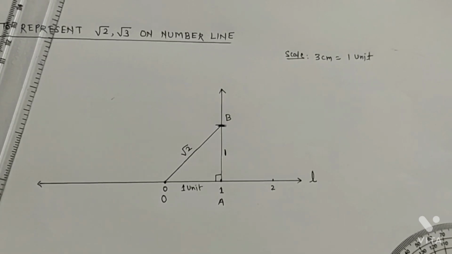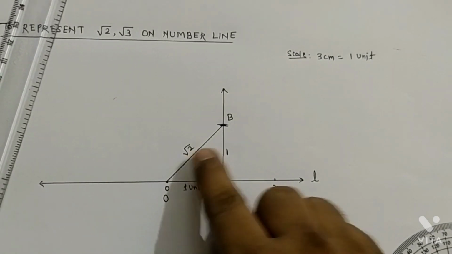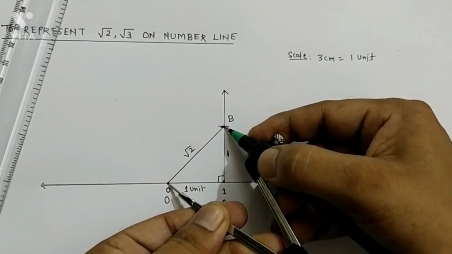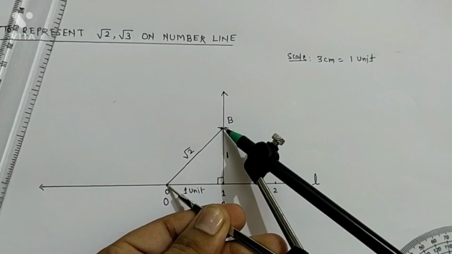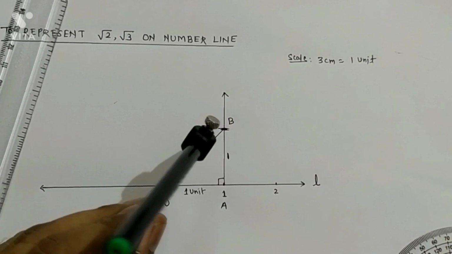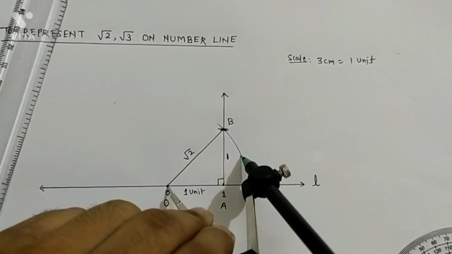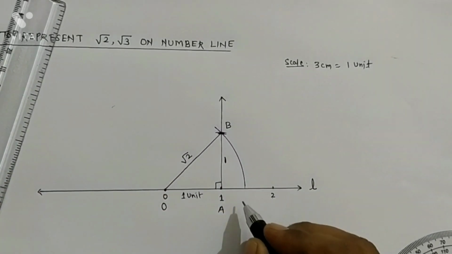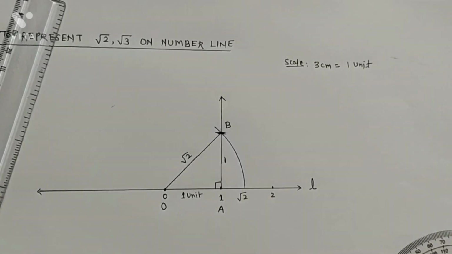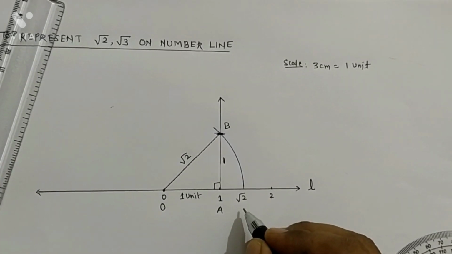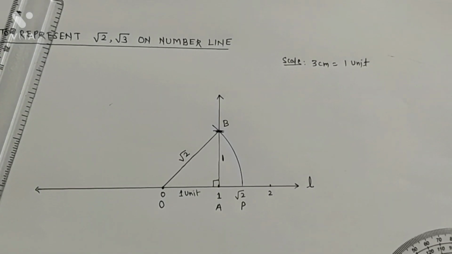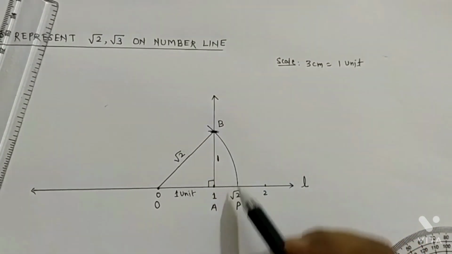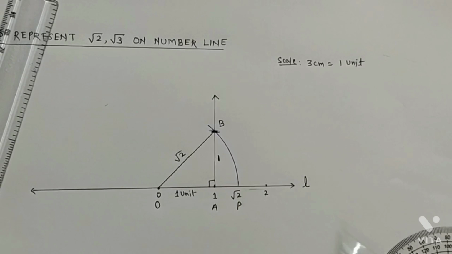Now to represent this root 2 on this line, keep the compass on point O and take distance O to B. Take distance O to B, and from this point O draw an arc on the line. So this you get as root 2. Name it point P. So this is how we got the irrational number root 2 on the number line.